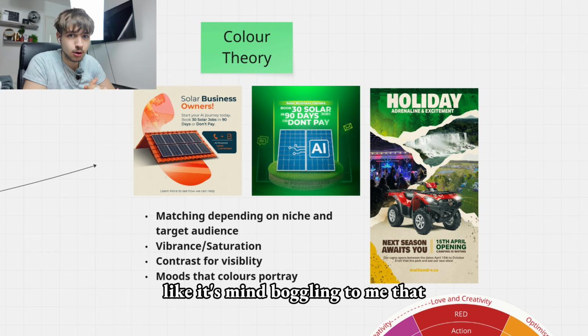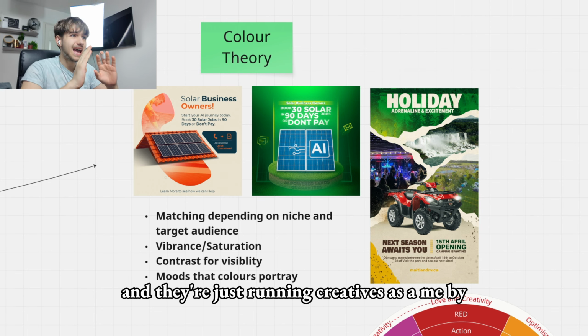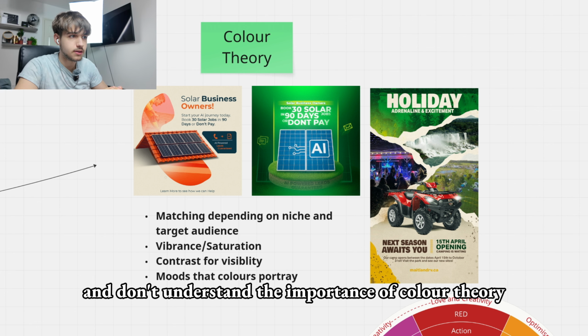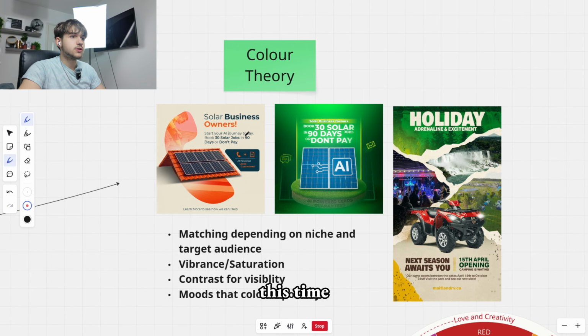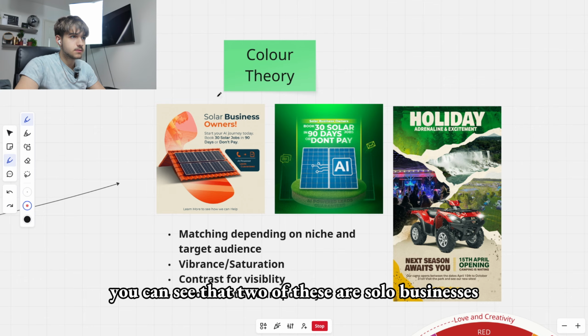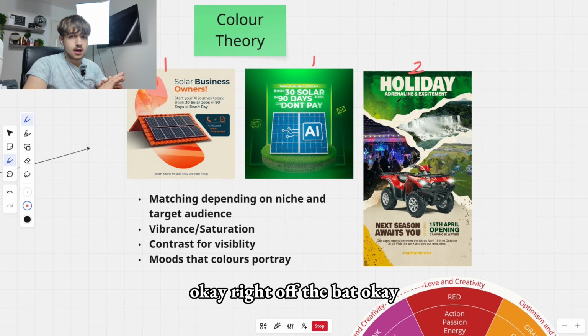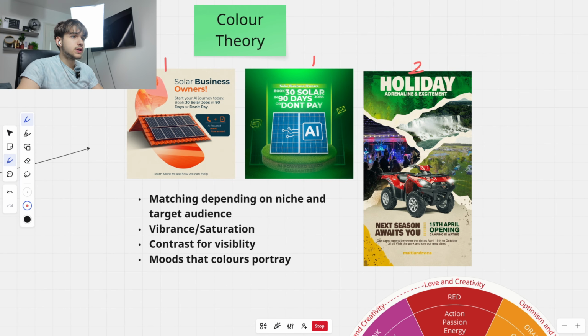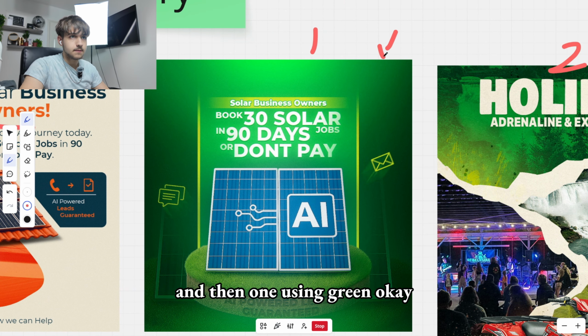It's mind-boggling to me that so many people are producing ads and just running creatives blindly, and don't understand the importance of color theory, okay? You're presented with 3 different ads this time. You can see that 2 of these are solo businesses, so these 2 right here, and then this is a holiday, okay? Right off the bat, you can see that the solo business ads use orange and green, okay?